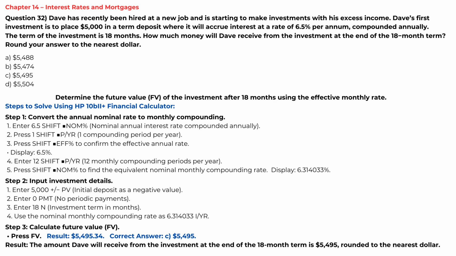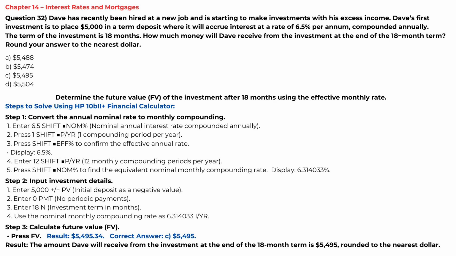excess income. Dave's first investment is to place $5,000 in a term deposit where it will accrue interest at a rate of 6.5% per annum, compounded annually. The term of the investment is 18 months. How much money will Dave receive from the investment at the end of the 18-month term? Round your answer to the nearest dollar. Determine the future value, FV, of the investment after 18 months using the effective monthly rate.